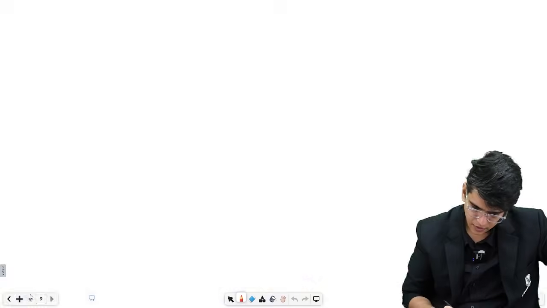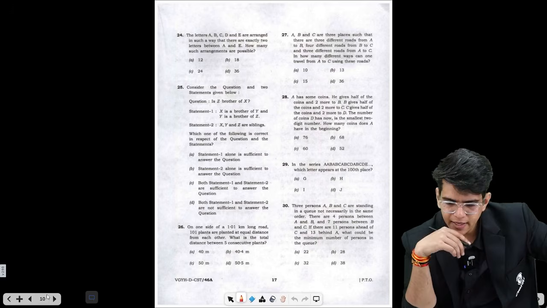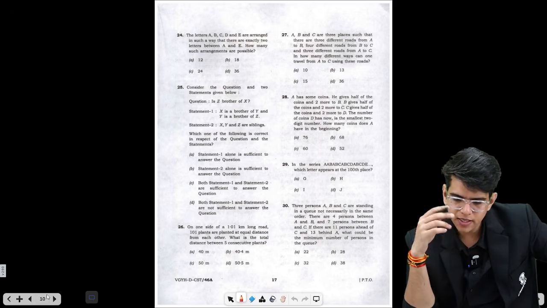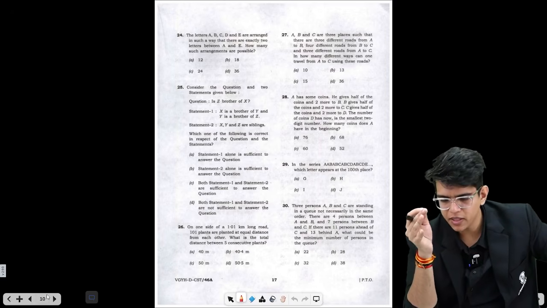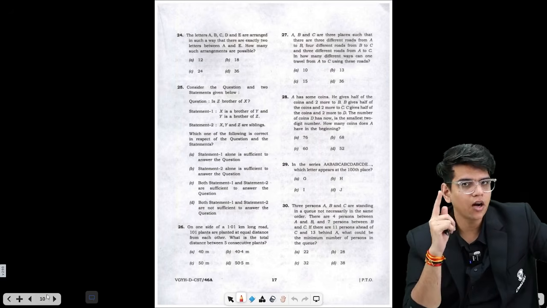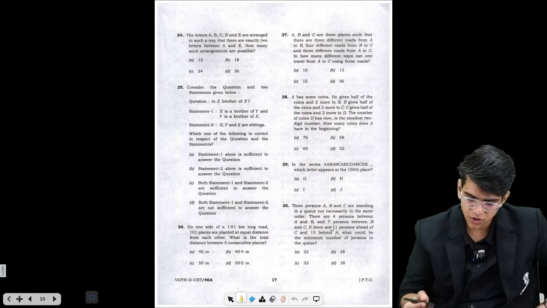Here we don't have Quant questions. Chalo, let's try. Letters A, B, C, D, E are arranged in such a way that there are exactly 2 letters between A and E. How many such arrangements are possible? Again, I am saying, if you understand how to solve the questions from PNC, it will be very easy for you to solve such questions.